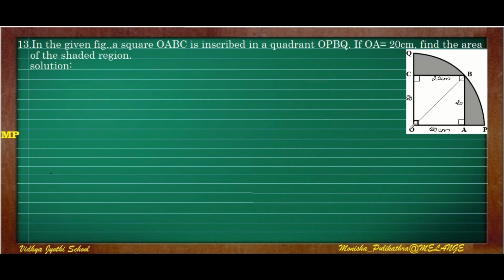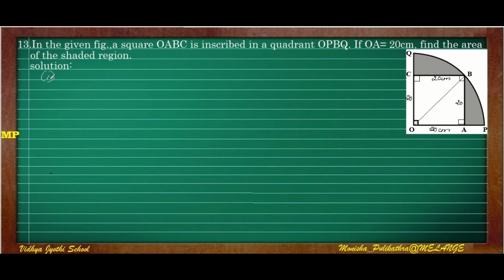In the given figure, a square OABC with a side of 20 centimeter has been given, which is inscribed inside a quadrant. We have to find the area of the shaded region. In order to find that, first we have to find the area of the quadrant and then subtract the area of the square from the area of the quadrant. By that we will get the shaded region.